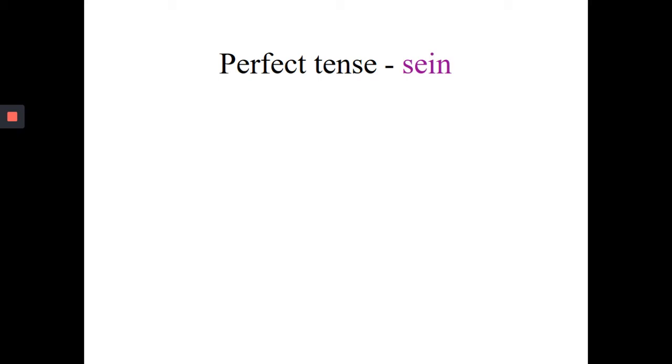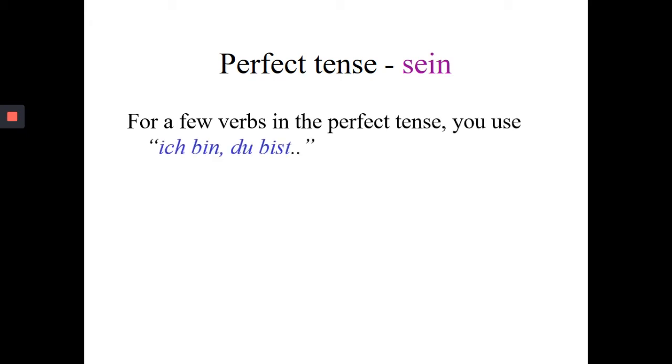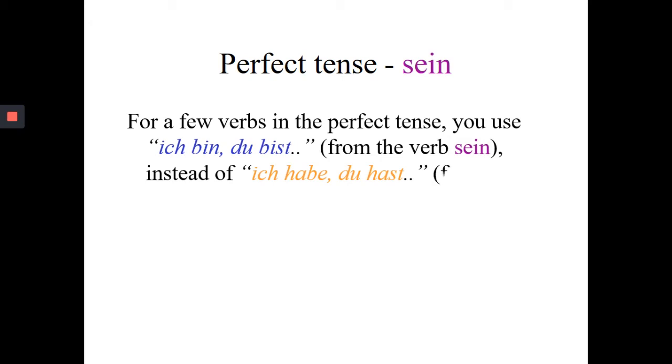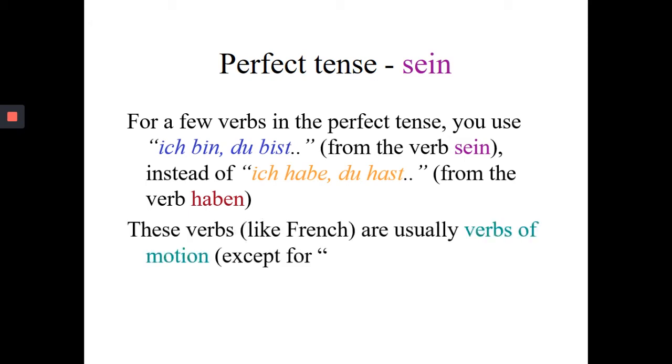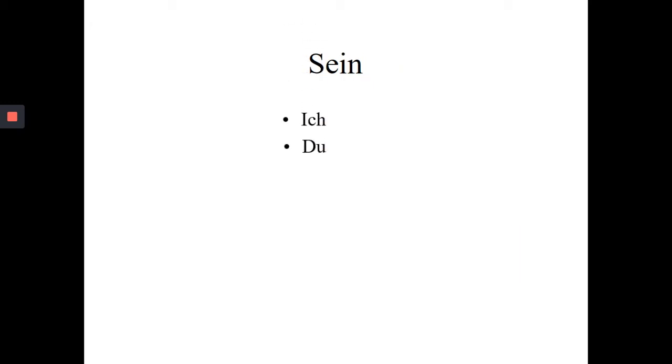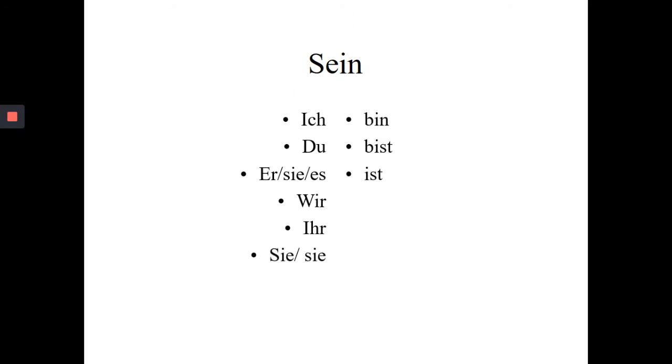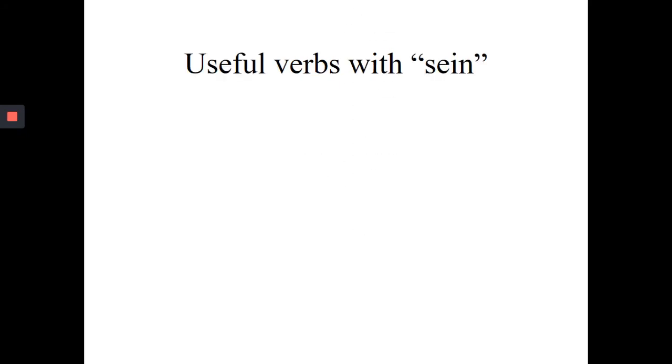However, there are many verbs which take sein, the verb to be, as part of the perfect tense, as part of their auxiliary verb. And in most cases, this would be for verbs of motion. So rather than ich habe, it would be ich bin, du bist, sie und es ist, wir sind, ihr seid, sie und sie sind. So again, you would need to learn the verb sein, to be, off by heart. There is an exception, that not all verbs are verbs of motion. For example, the verb bleiben, to stay, which is the complete opposite of motion, takes sein in the perfect tense, just like in French. So, just a wee reminder of the different parts of sein. We've got ich bin, du bist, sie und es ist, wir sind, ihr seid, sie und sie sind.